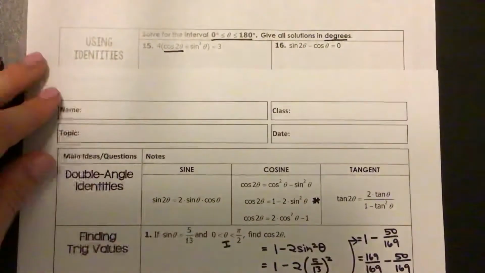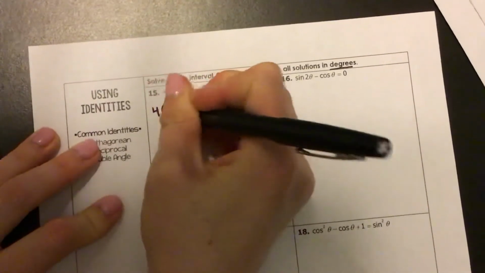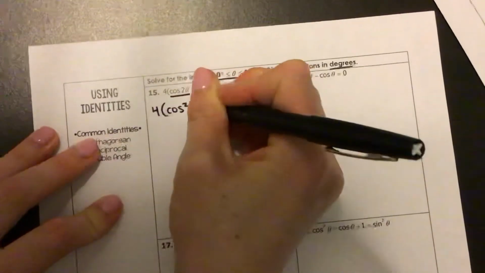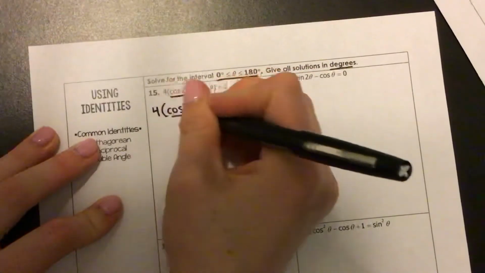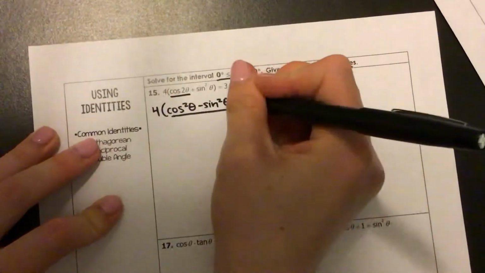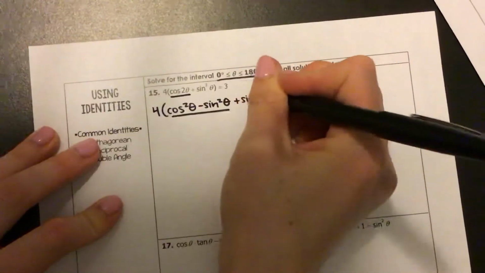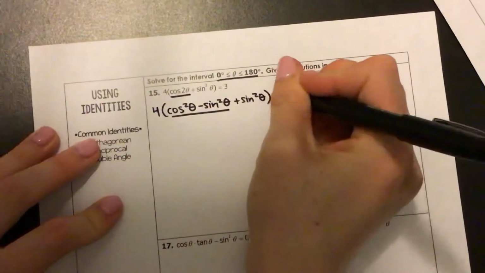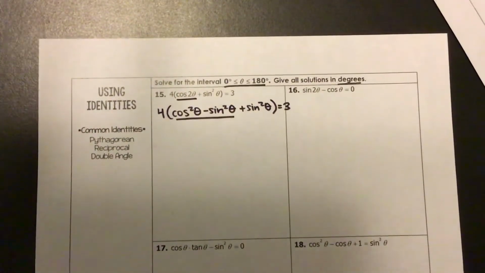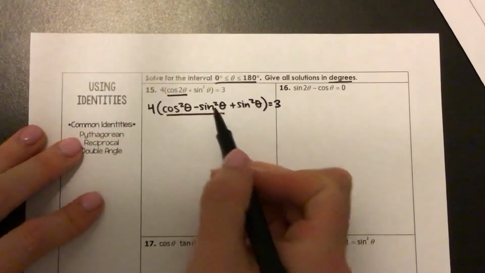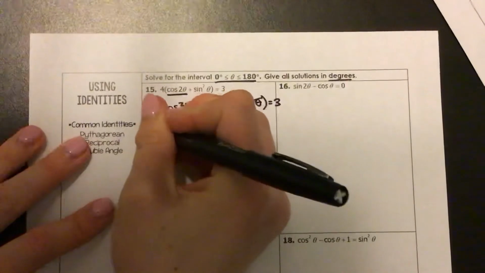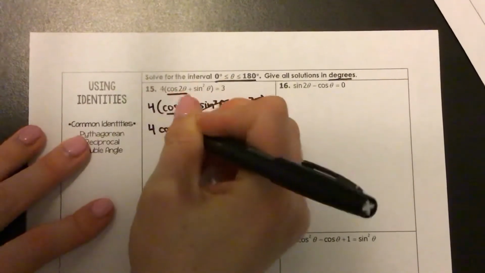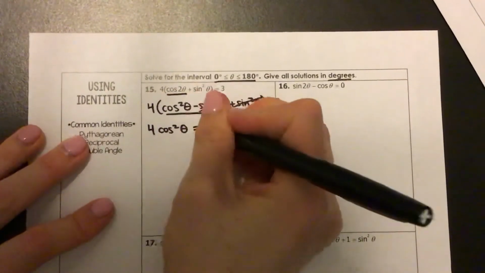So cosine squared minus sine squared. That part that I underlined is going to be replaced with cosine squared minus sine squared. And then we have plus sine squared, close parentheses, equals 3. We are doing 16, so try to save your space there. So now I have minus and plus the very same thing, so those will cancel. And then I have 4 times cosine squared on that left-hand side is equal to 3.